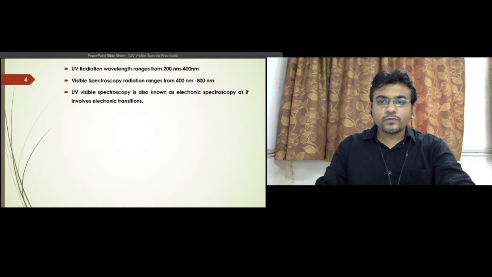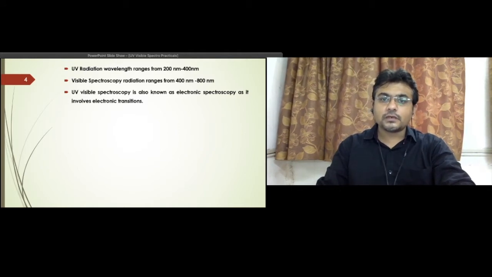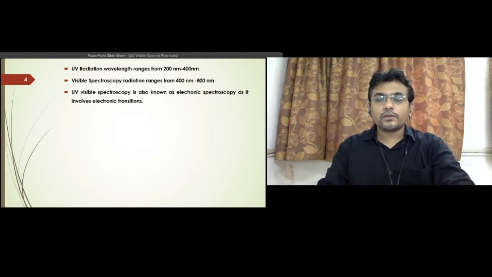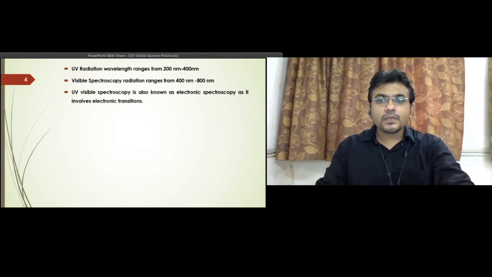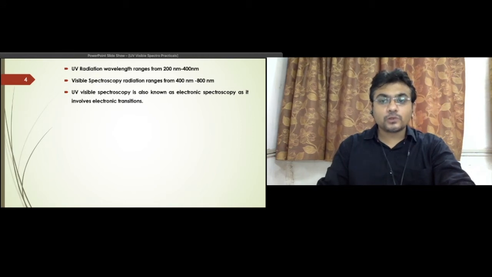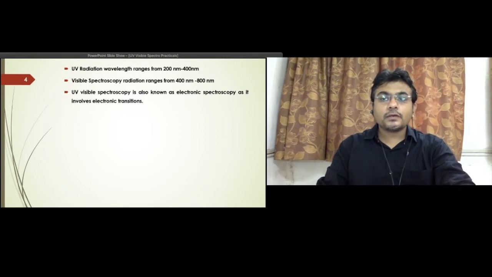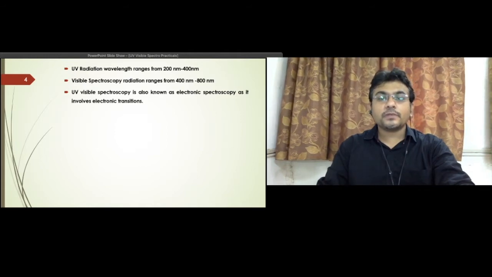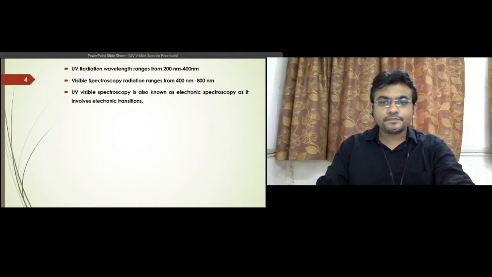As we have seen, UV radiation ranges from 200 nanometer to 400 nanometer wavelength, and visible radiation ranges from 400 nanometer to 800 nanometer wavelength. This entire UV visible spectrum extends from 200 nanometer to 800 nanometer wavelength. UV visible spectroscopy is also known as electronic spectroscopy because it involves electronic transition, and it is also known as absorption spectroscopy because absorption of the UV visible radiation takes place by the sample.